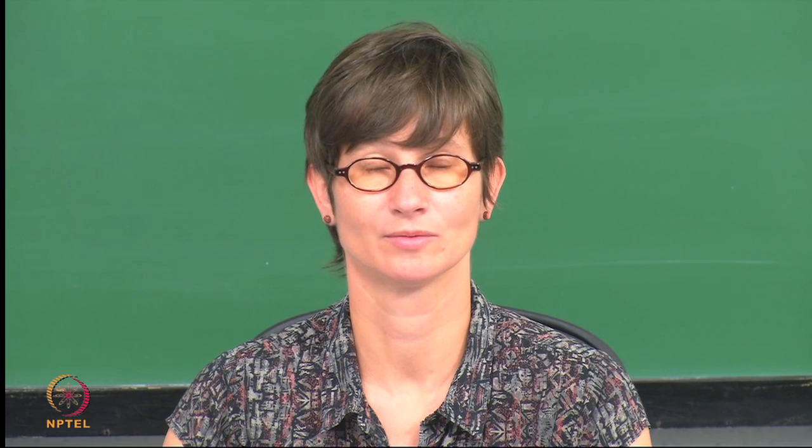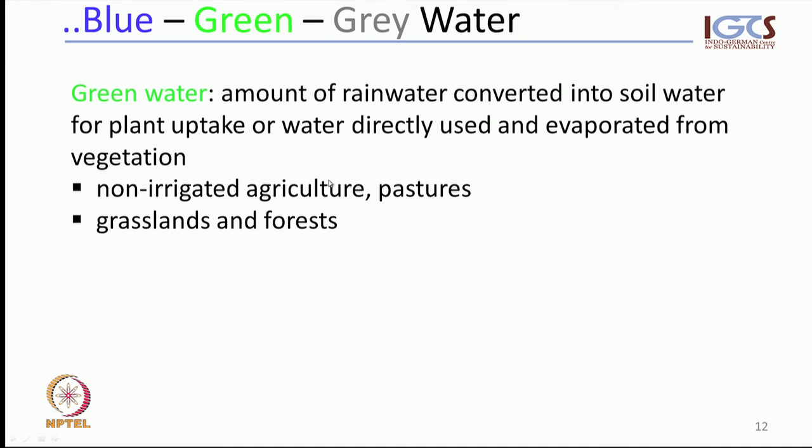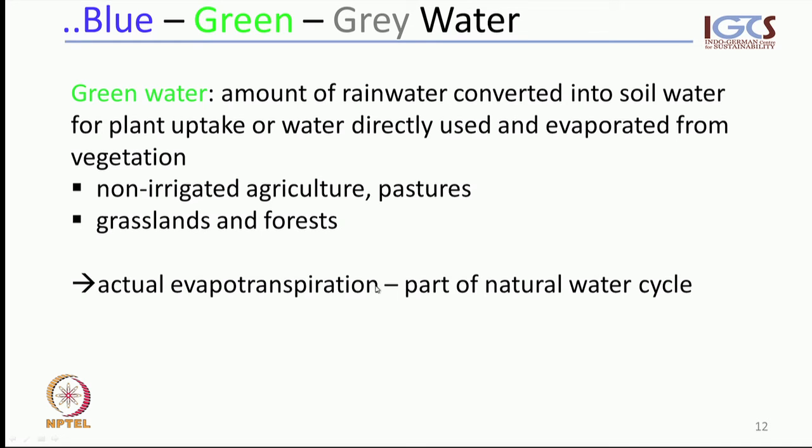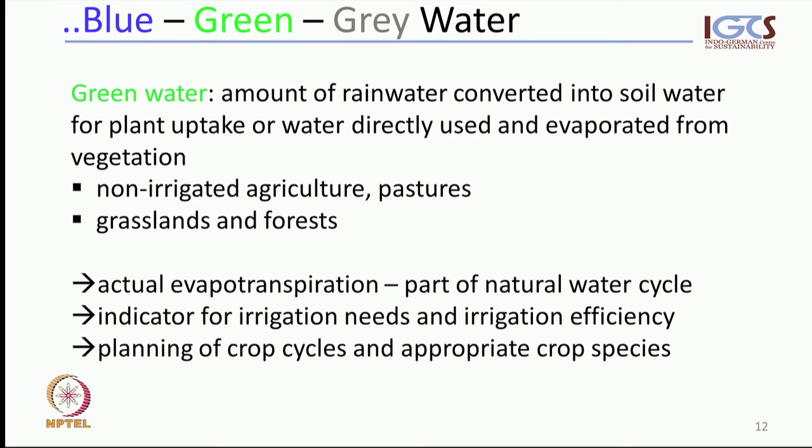vegetation, into plant material. So essentially we are talking about the water in non-irrigated agriculture and in pasture from a human perspective, and in grasslands and forests from a general ecological perspective. Now, this is translated into actual evapotranspiration, and it's part of our natural water cycle, and we can measure this, although it's not a routine measurement.